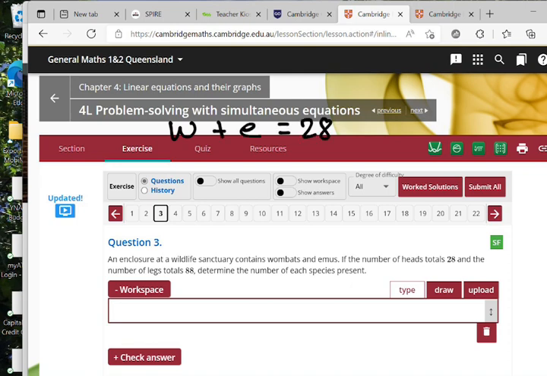Okay? Now we're going to use that same thing again, right? But we're talking about the number of legs. Do wombats and emus have the same number of legs? No. But it says the number of legs totals 88. So we have wombats and emus. How many legs do wombats have? 4. So 4 for each wombat plus how many for each emu? 2 for each emu has to equal 88.